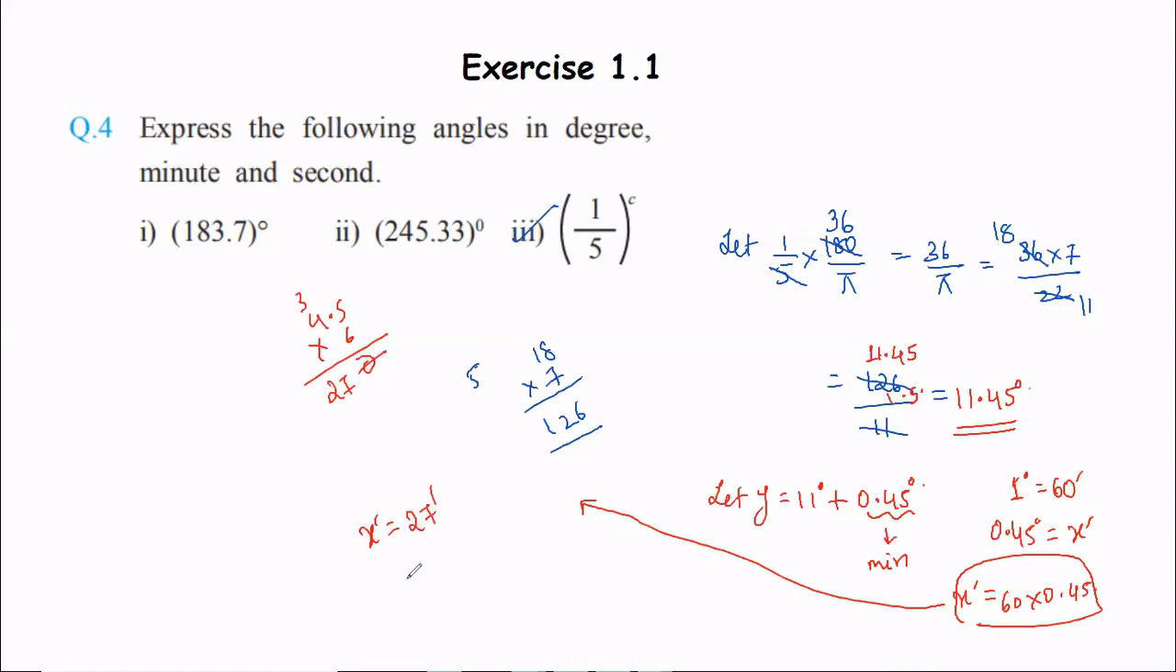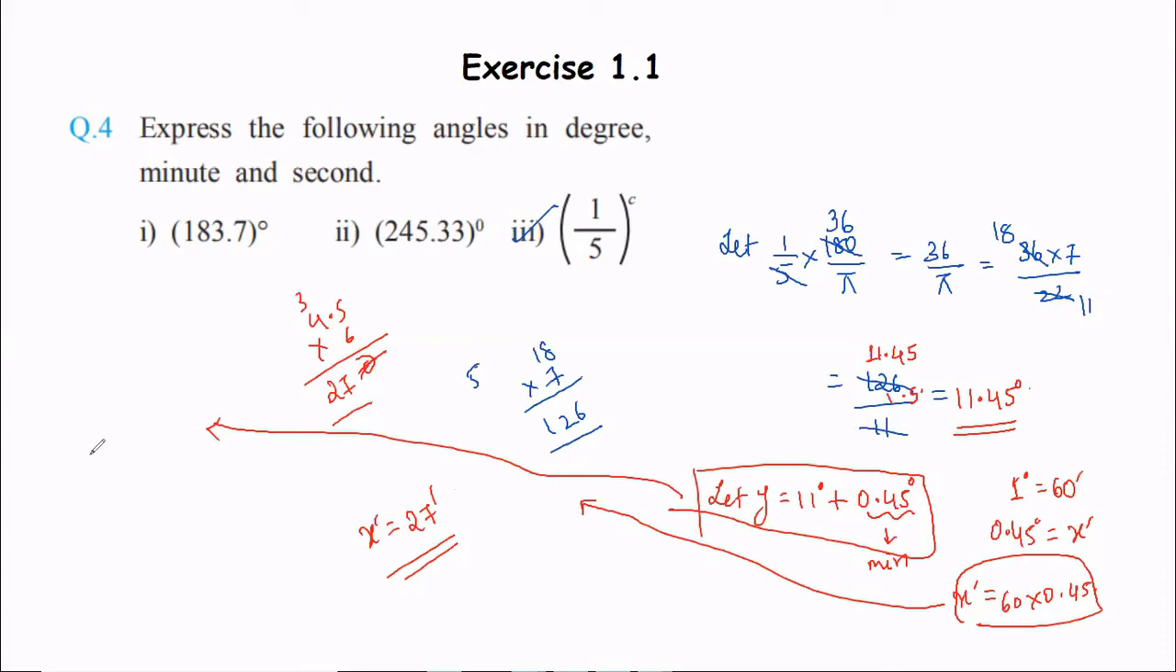27 minutes. The decimal cancels out the 0 part, so you are having only 27 minutes. So now we can write this perfectly. 0 seconds will be left because the minutes part is not in decimal. It's a perfect number, 27. So your answer comes out to be y is equal to 11 degrees and 27 minutes. That's the answer for the third sum. So note it down.